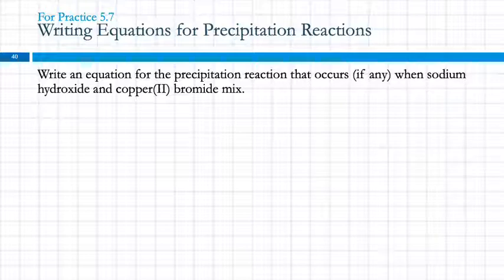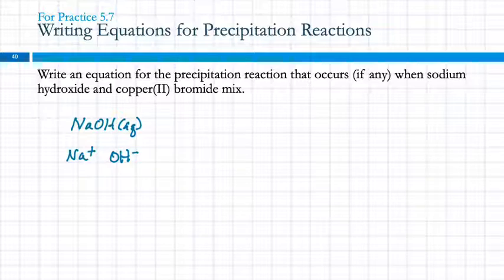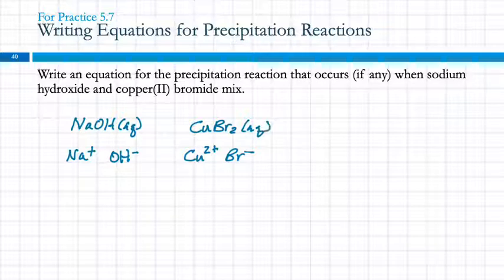Write the equation for the precipitation reaction when sodium hydroxide and copper 2 bromide mix. So I need the formulas for the reactants. Sodium hydroxide: sodium ion and hydroxide ion. Based on their charges, I put those together as NaOH, aqueous. Copper 2 bromide: Cu2+, Roman numeral 2, and bromide. And so that's going to be CuBr2, aqueous.